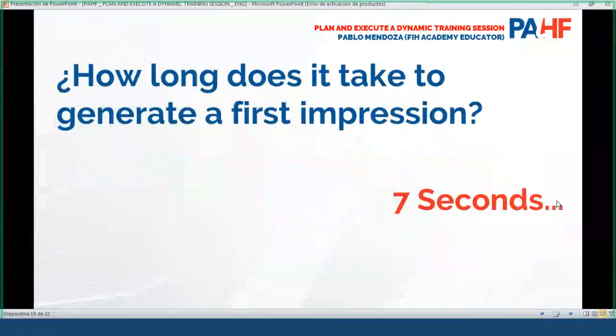How long does it take to generate a first impression? You can Google this. There's many studies about this, and many people study about how long it takes to generate the first impression. But all in all, on average, they say 7 seconds, most of the universities or studies over there say 7 seconds. So 7 seconds, you show up to a training session with your hands in your pocket, or with one hand in your pocket, the other one on your phone. That's it. What dynamic are you going to ask of the players?